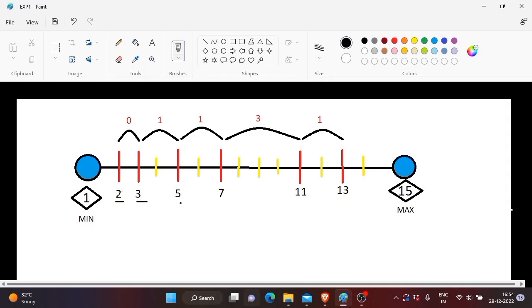So we have a range from 1 to 15. 1 is the minimum value given by the user and 15 is the maximum value, also given by the user. The prime numbers are 2, 3, 5, 7, 11 and 13. The numbers between consecutive primes are: between 2 and 3 it is 0, 3 and 5 is 1, 5 and 7 is 1, 7 and 11 is 3, 11 and 13 is 1, and 13 and 15 is not considered since 15 is a non-prime number.